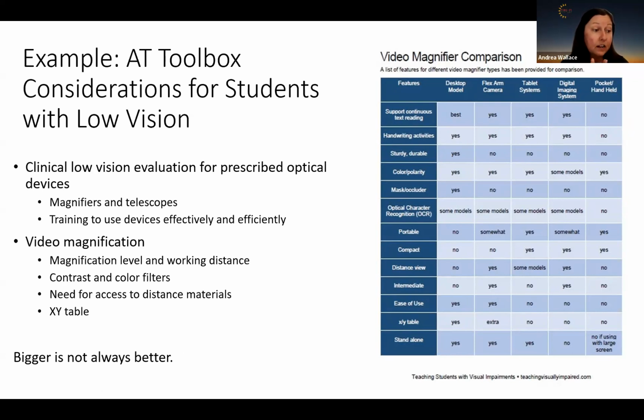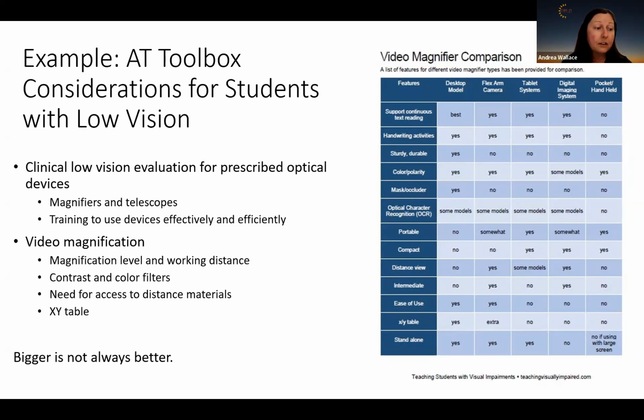So video magnification, the considerations for that. A student may get prescribed devices, but that doesn't mean that has to be all that's in their toolkit. It's a big important part of their toolkit, but there could be some high-tech options also in their toolkit, such as video magnification. And some considerations for that are the magnification level and the working distance. So could the student make things large enough to where they're at a comfortable working distance and they're not leaning over or touching their nose to the screen? And if they are getting that close and things are large, you may want to consider other avenues of access for that student.